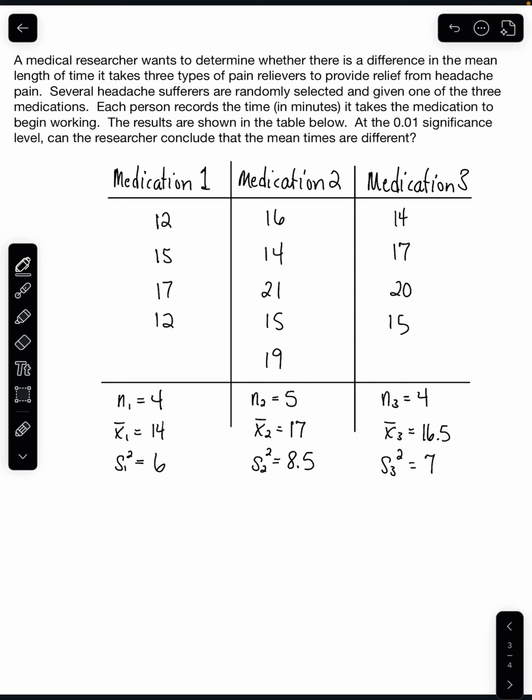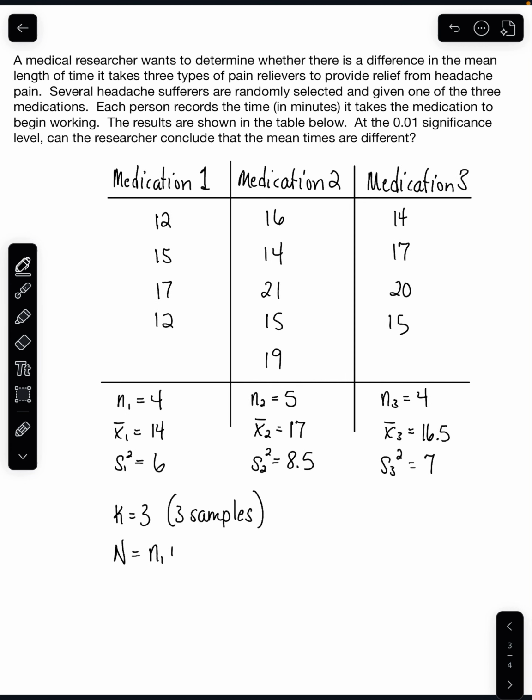Now, while we're here, it might be a good idea to come up with the values that we need for the degrees of freedom. We have 3 samples, so k is equal to 3. Big N is equal to the sum of the sample sizes. How many total data values are there? We have 4 values in the first sample, 5 in the second, and 4 in the third, for a total of 13.